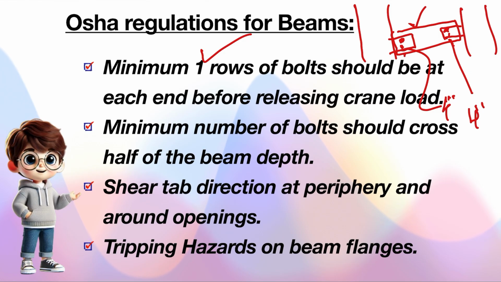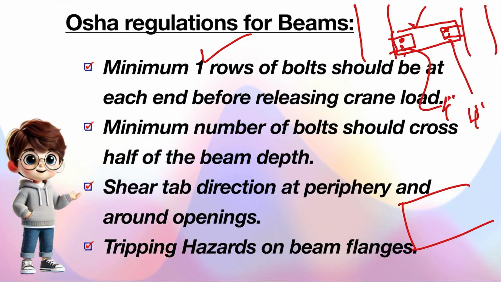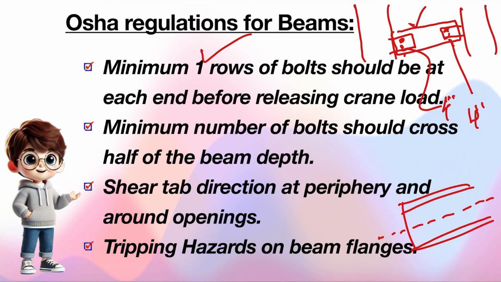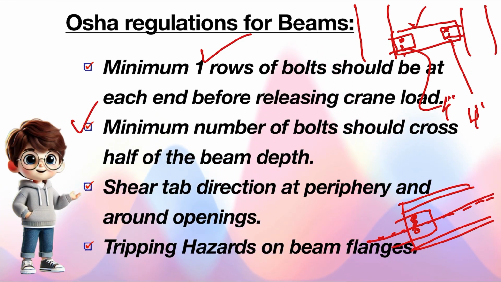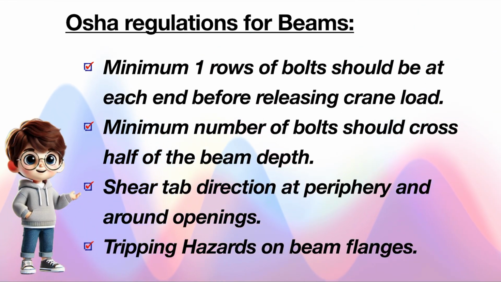Okay, and whenever we are detailing a beam connection, we need to make sure that if this is the center line of the beam, some number of bolts should cross the center line of the beam. So that is the second point: minimum number of bolts should cross the half depth of the beam. Okay, and then shear tab directions at periphery and around the openings.